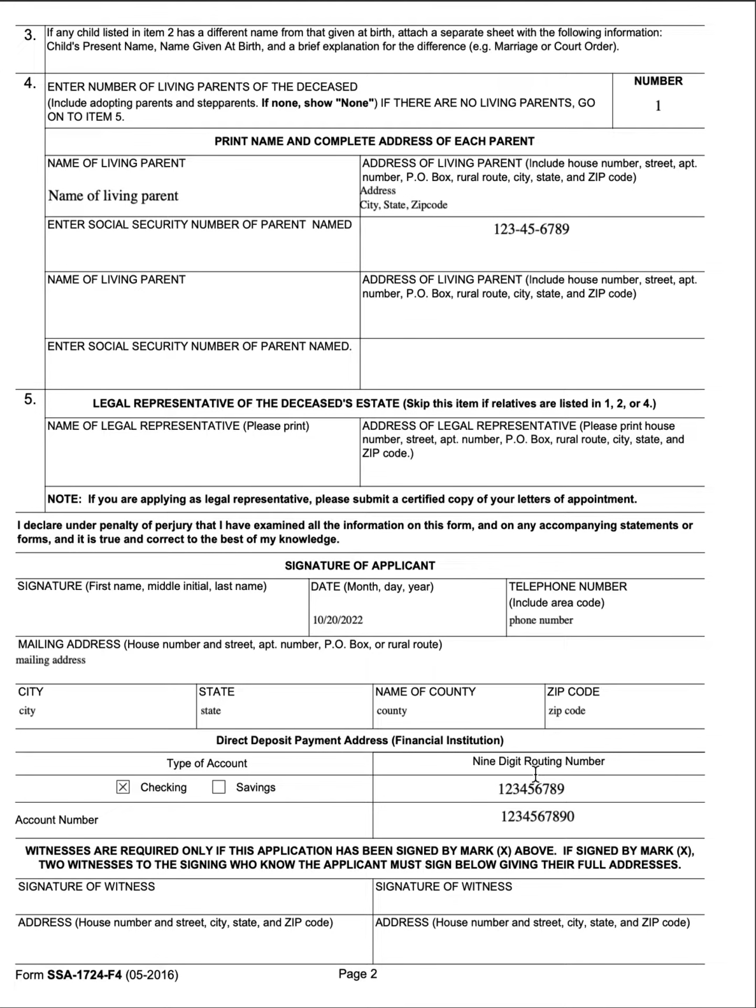And then you do not need to complete the bottom below, signature of witnesses, unless you happen to put an X in the signature block indicating X. So these two witnesses would be signing this document stating that they know who the applicant is if the applicant is not able to complete a full signature in the signature field. And each witness needs to sign and then list their address. That is the end of this form.